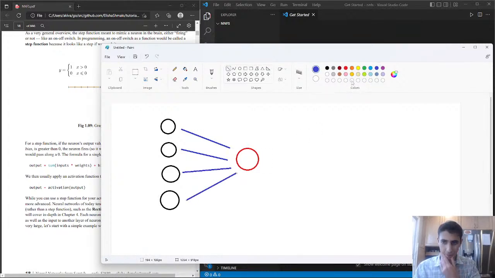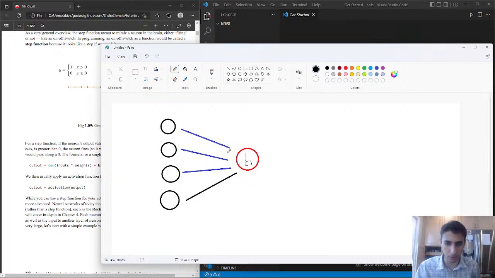Okay, and then let's just put a bias over here, like a B. So these are all the inputs to the neuron you could imagine, and these could be another layer. These could be like a hidden layer, and the actual inputs could be over here. But let's just say these are the inputs to our red neuron.